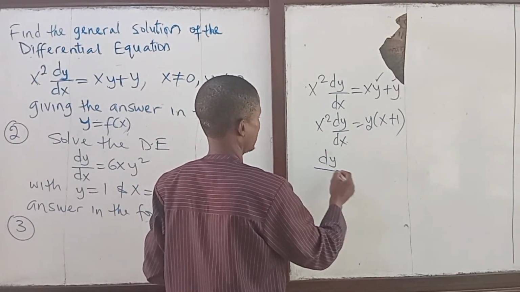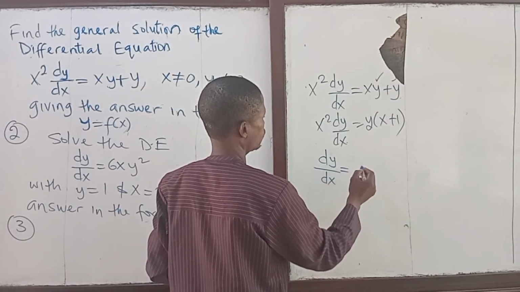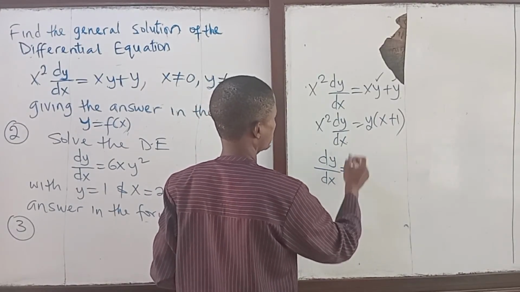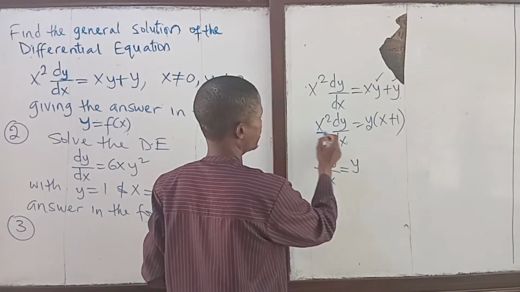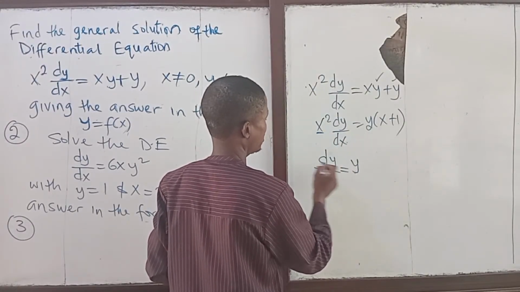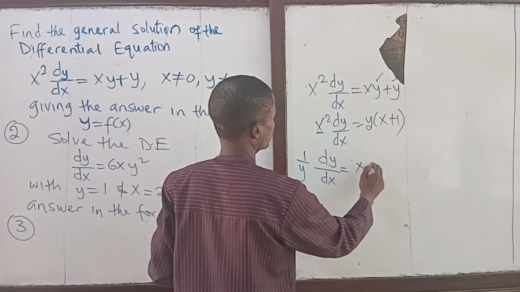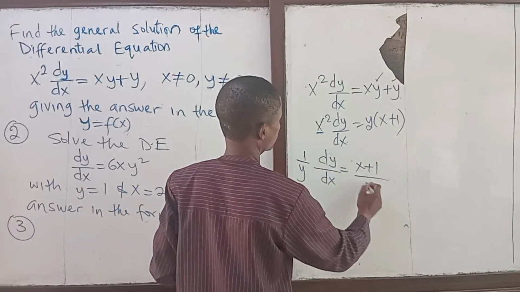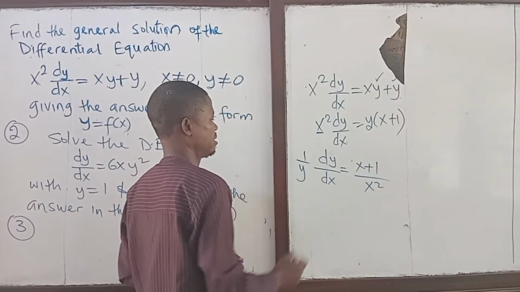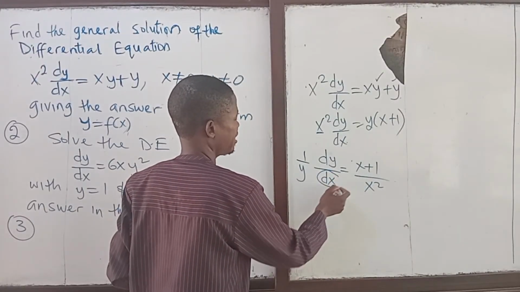The x is equal to y. And if you are removing this one from here, also remove the y from here. So that will be 1 over y equal to what? Equal to x plus 1 over what? Over x squared. Okay? And then finally, remove the x from here.